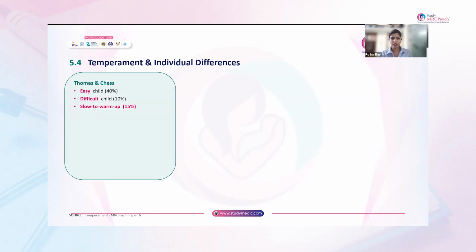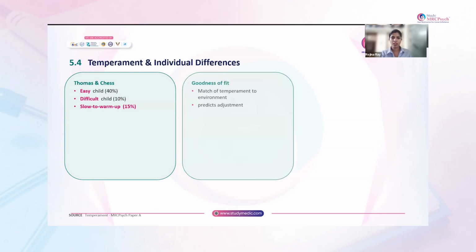So Thomas and Chess identified there are 9 dimensions like rhythmicity or threshold of arousal, and they clustered all this into 3 main types. So they identified there can be easy temperament, usually around 40% of children show this type of temperament. There can be difficult temperament for around 10% children, and slow to warm up type of temperament is seen around 15% of children.